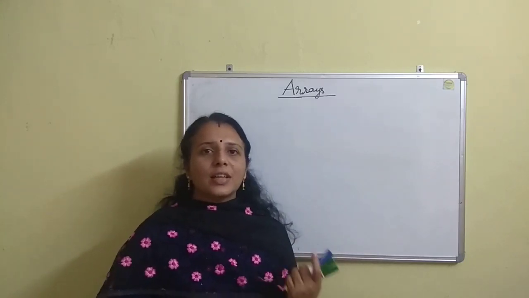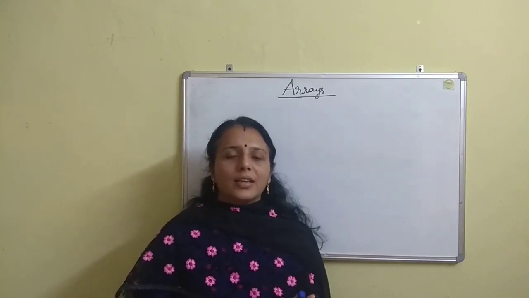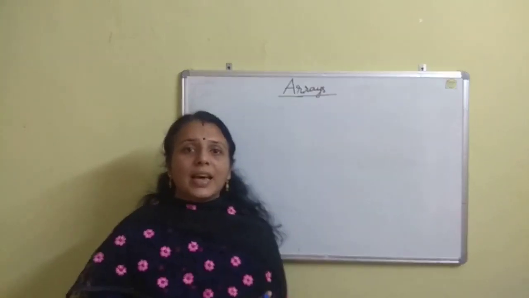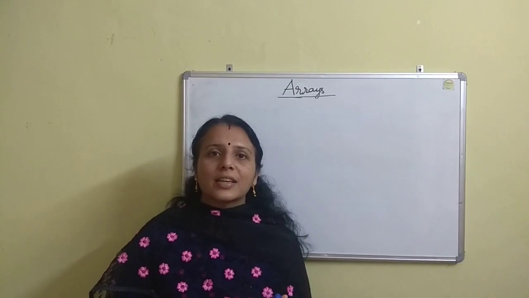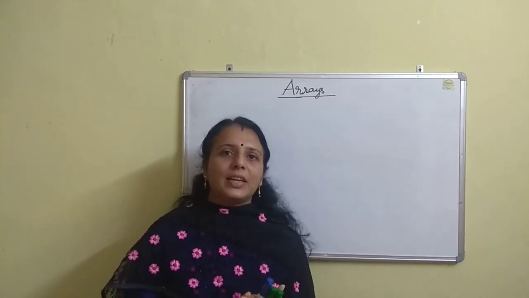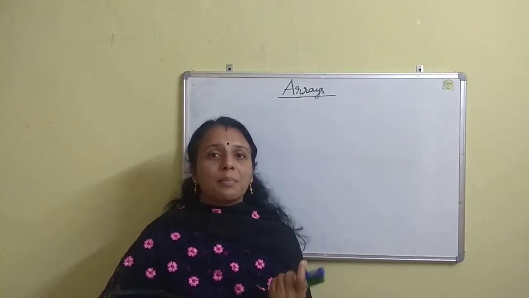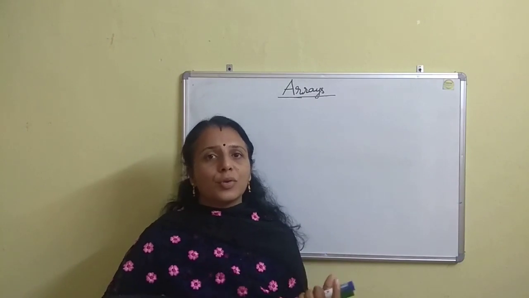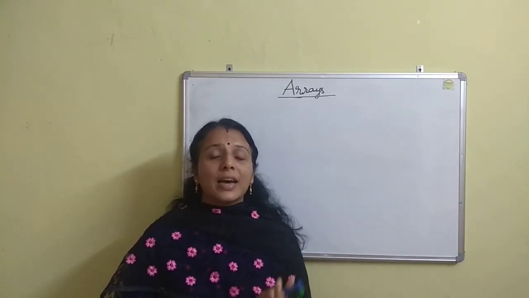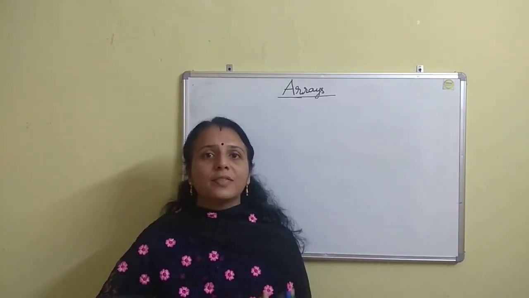So let us start with an array. So what is an array? An array is a derived data type. I trust that you know what a primitive data type is. Primitive data type examples are int, char, float, etc. And an array is said to be a derived data type.